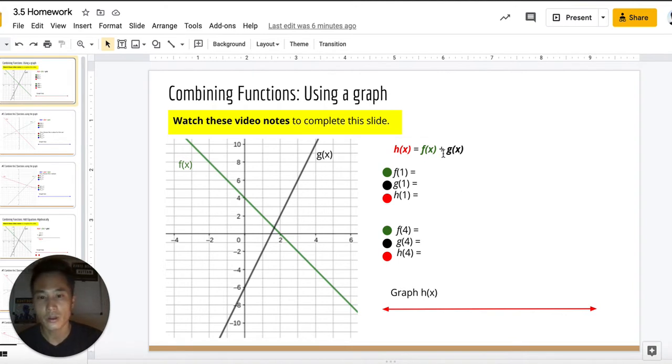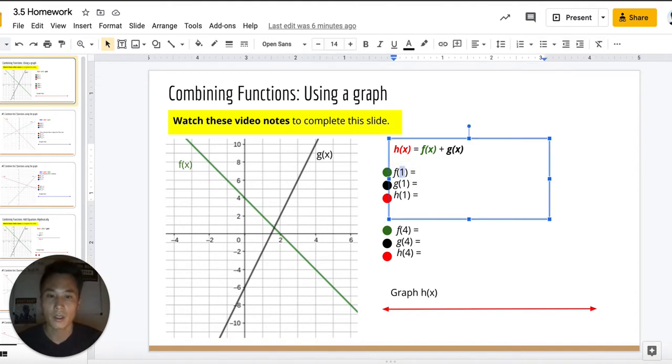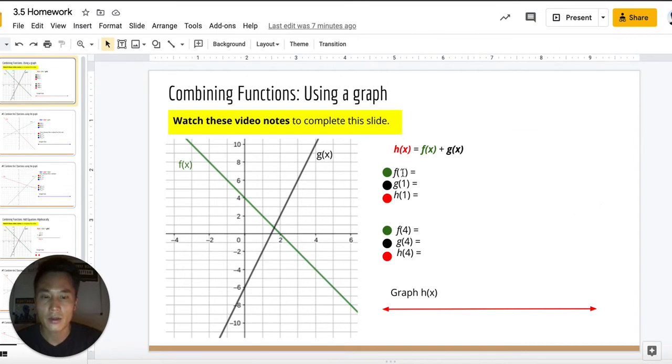The first thing that you want to do is find some x value where both of the functions have a whole number as their y value. And the first x value that I'm going to use is an x of 1, an input of 1. There are a couple different options that you can use. I just chose that one. And so we want to find what the y values, what the outputs would be of our two functions at an x of 1.